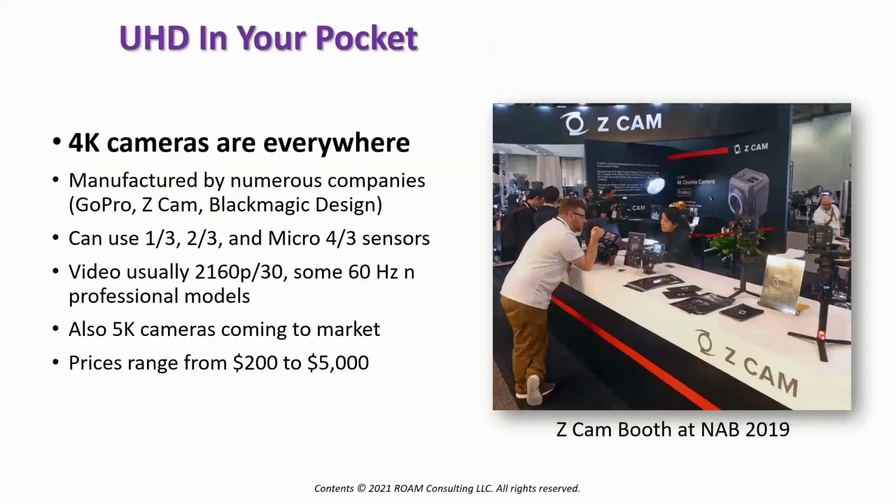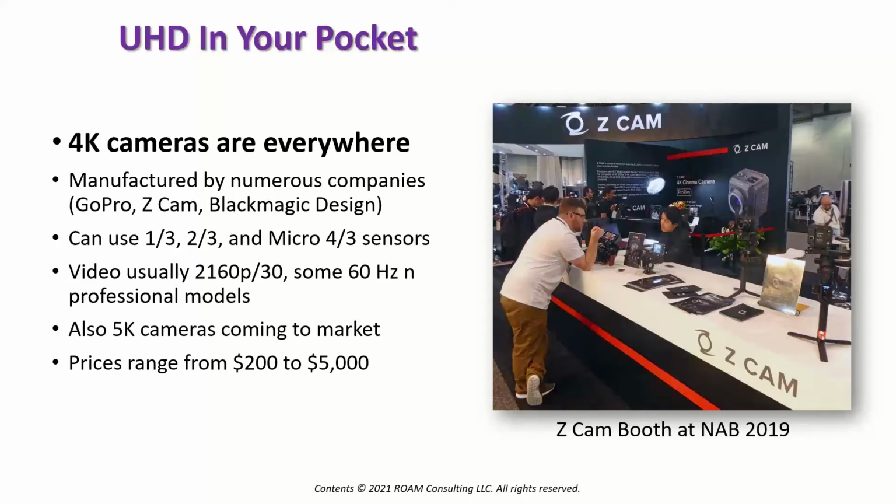And there are other models, of course, and 4K cameras are everywhere. I mean, GoPro, Z Cam, Blackmagic Design, any number of companies, Sony, Canon, JVC, the large manufacturers, all build them. So you have cinema quality cameras, you have consumer quality cameras, you have prosumer cameras. Prices range anywhere from $200 to $5,000. They can use 1/3 inch, 2/3, and Micro 4/3 sensors. The video is usually shot as 2160p 30 for consumer cameras. For professional cameras, they can go to 60 hertz or even faster. And we even have some cameras, because of the odd pixel count of their sensors, that can actually capture 5K video.